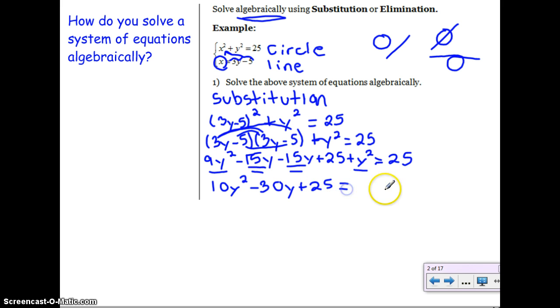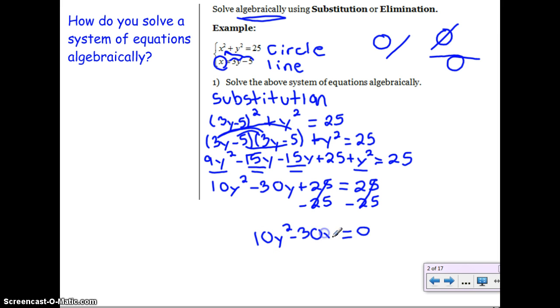When we are solving, this is going to be solving a quadratic. Since I'm solving a quadratic, we always want to solve set equal to 0. So I am going to subtract this 25, and I'm going to put it with its common term, 25, so that I can have 0 on the right-hand side of my equation. Now, these are the same numbers, so this 25 is also going to cancel out. So I'm just going to have 10y squared minus 30y.